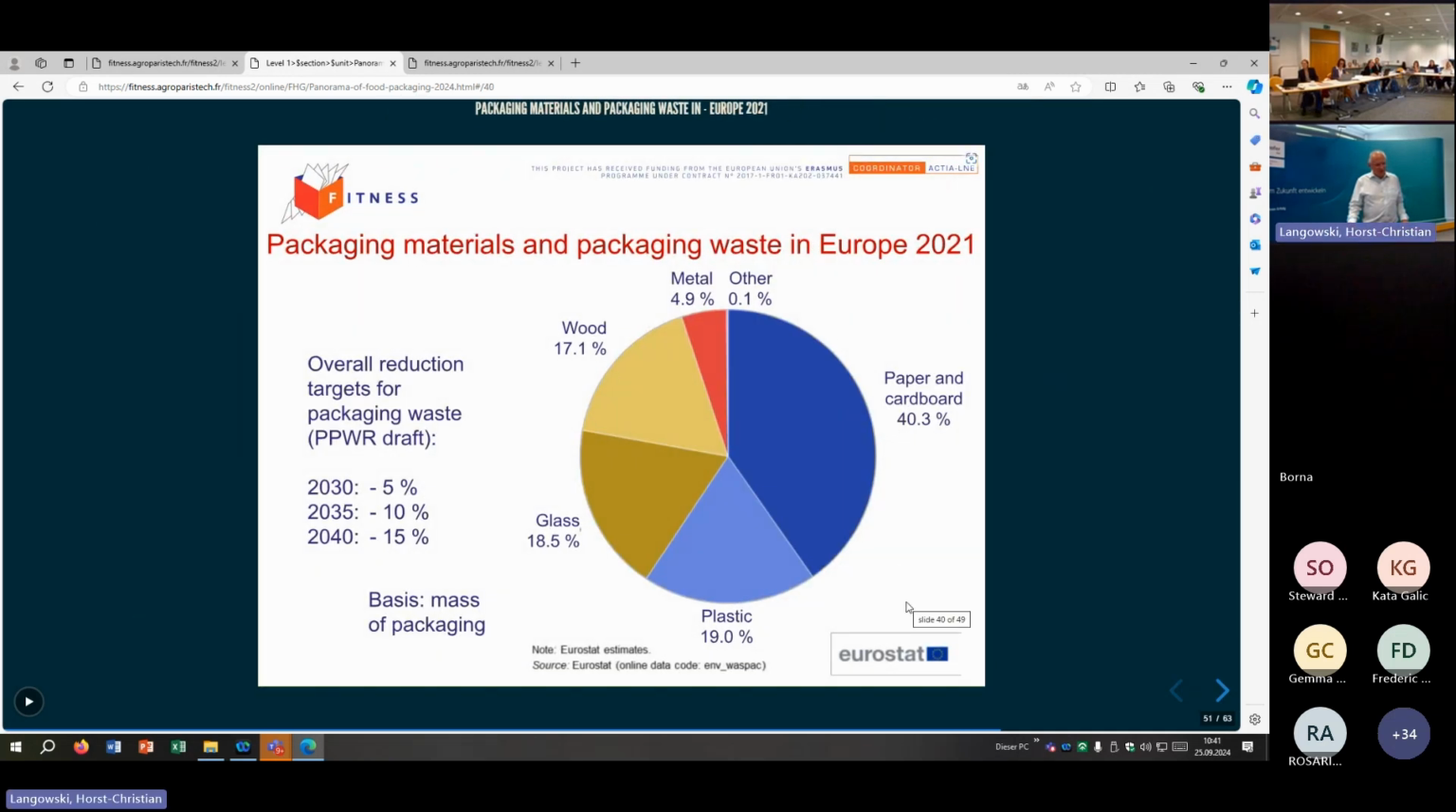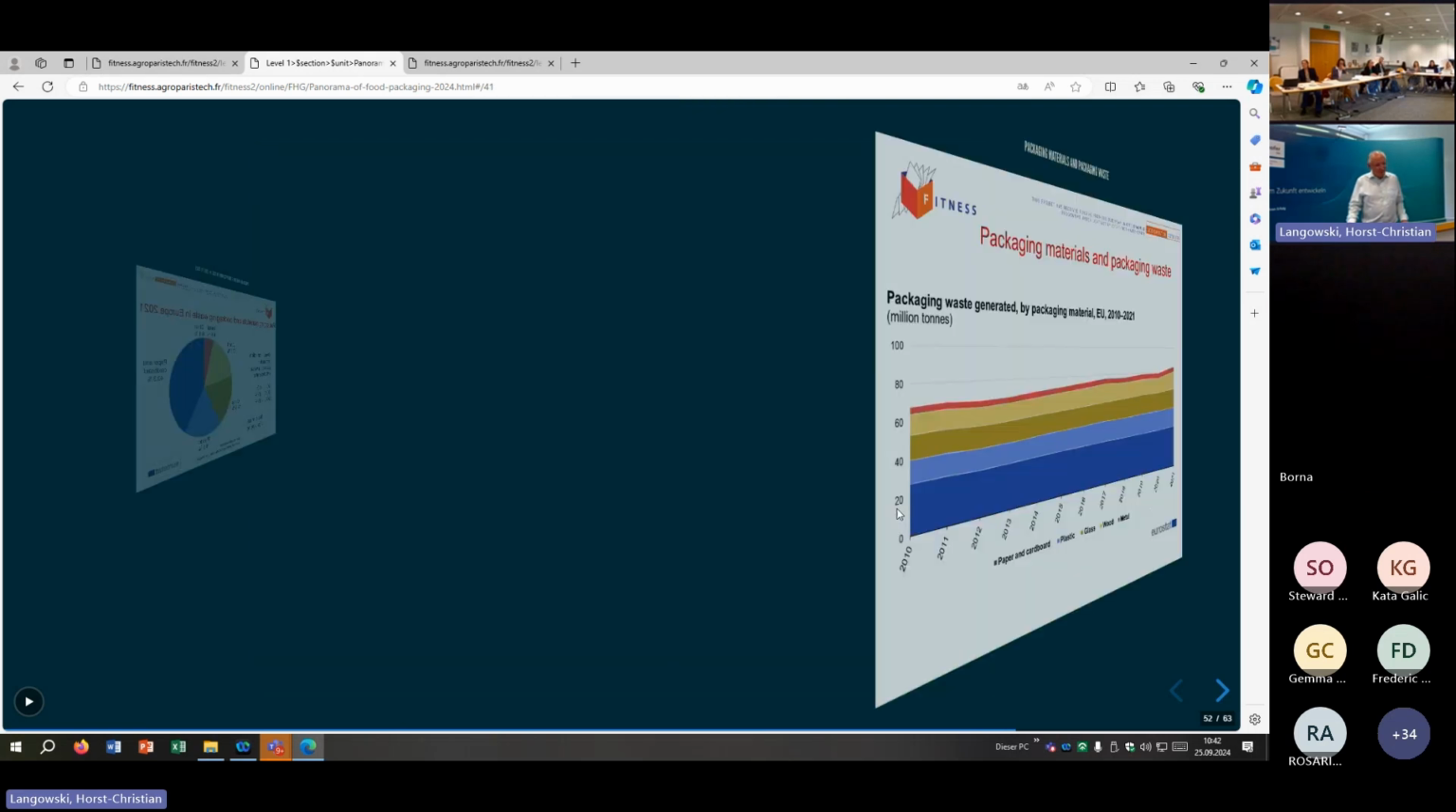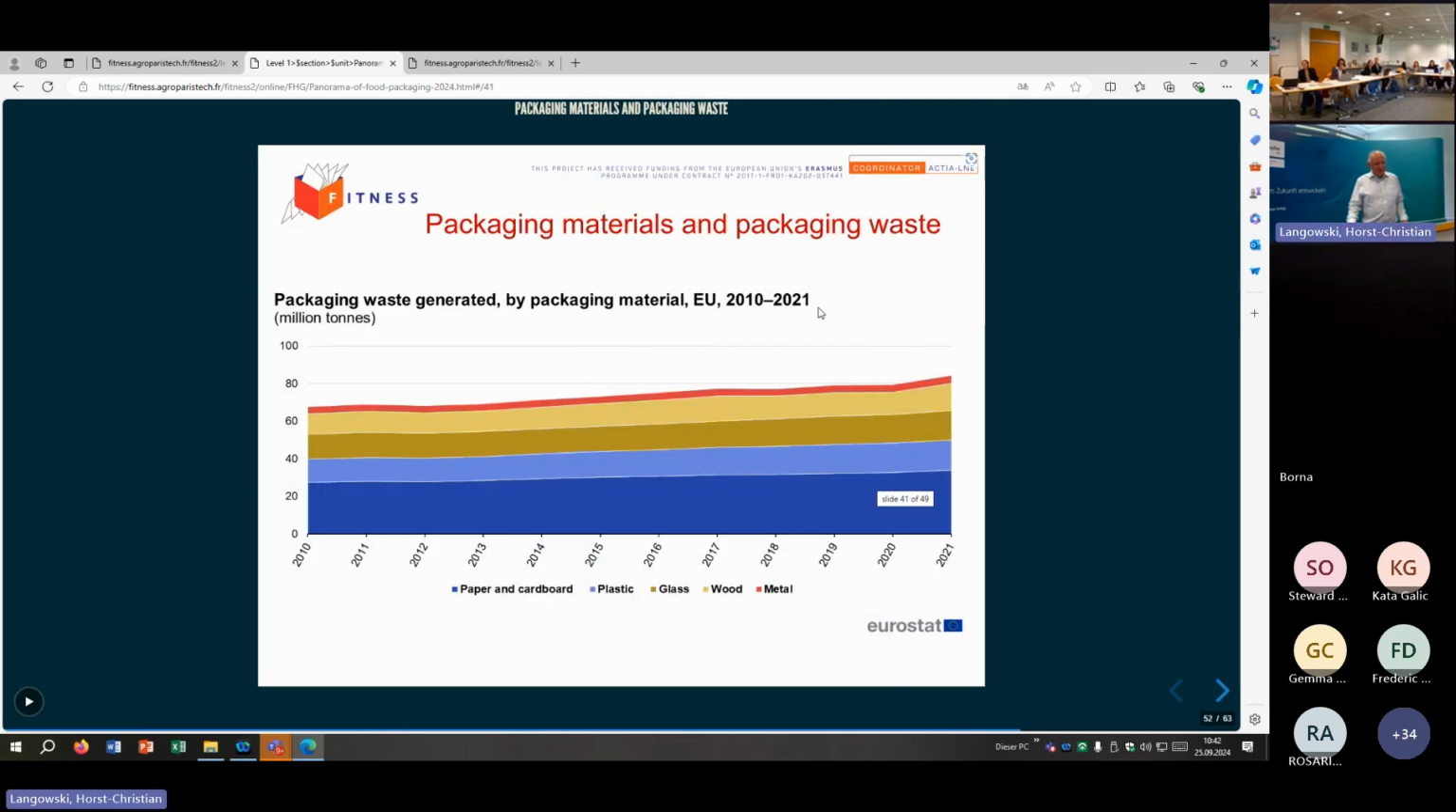Okay, I think I can skip this. This is something you can read afterwards, the packaging materials. In most cases, people think that plastics are the predominant material. In fact, it's paper and cardboard, and also glass. That's due to the heavy nature of glass. And this is something we will be talking about in the afternoon, the targets of the European Union to reduce packaging waste, which over the decades has had a tendency just to grow instead of declining.